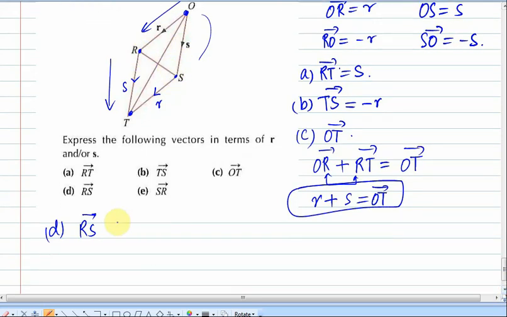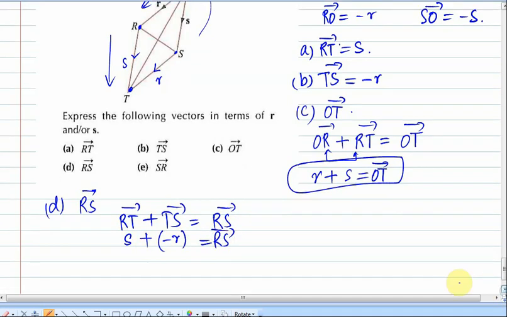So I will write RT plus TS is equal to RS. This step I call the path identification, and that is a very important step to find out the vectors. Very, very important. Now RT is S, plus TS, it's minus R, is equal to RS. So the final answer of RS is equal to S minus R, that is the value of RS.